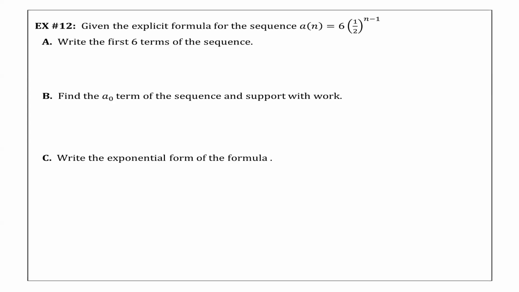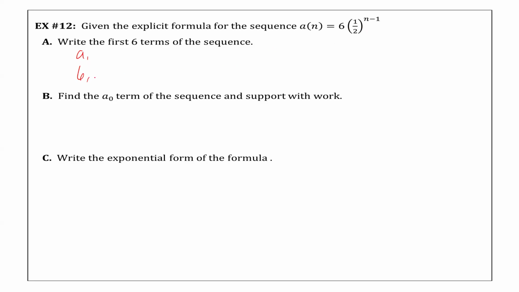All right, so we left off with you guys trying to find the first six terms of the sequence. So here we have a of n equals 6 times (1/2) to the n minus 1. We know that our very first term, a sub 1, is where we're starting, so a sub 1 has to be 6, okay? And then we're dividing by 2 each time.